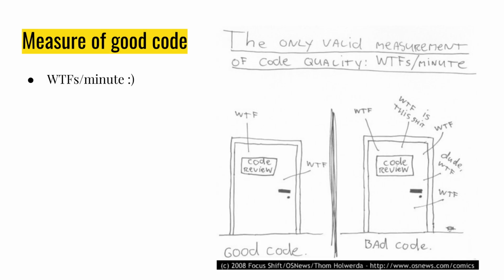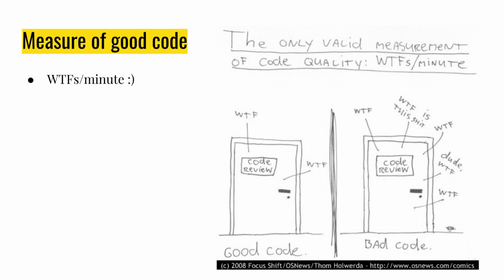And this is a beautiful example of what a measure of good code is. The actual only good measure of good code. So it's WTFs a minute. Basically, if you go to a code review, and there are a few things that the reviewer did not understand, that code is fine.